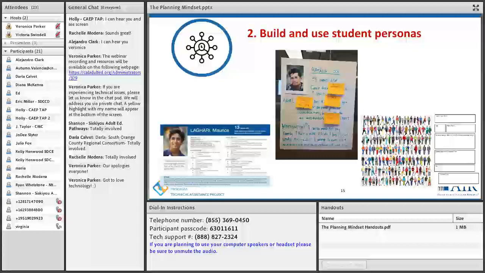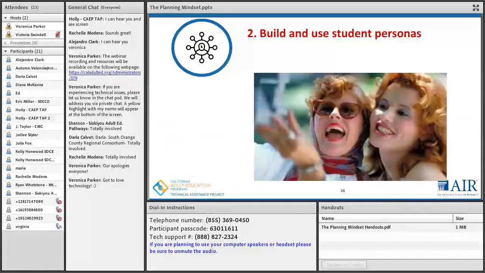Spending some time really thinking about who your students are and what characteristics they have will help you start to think more systemically about who they are and what they do.